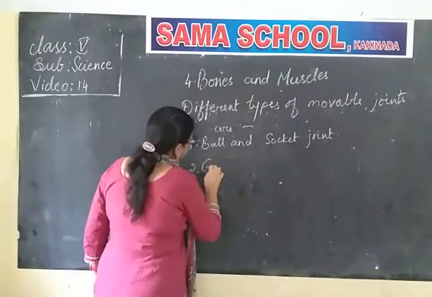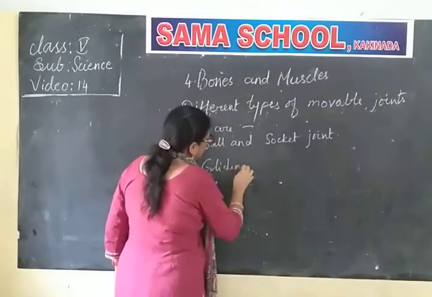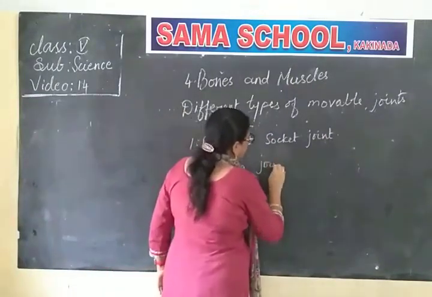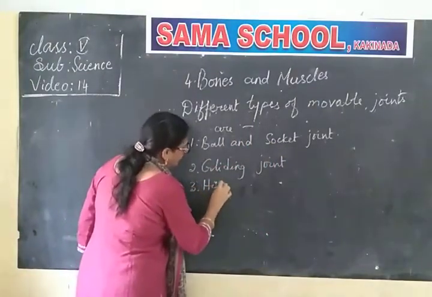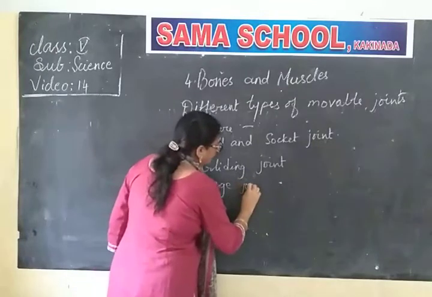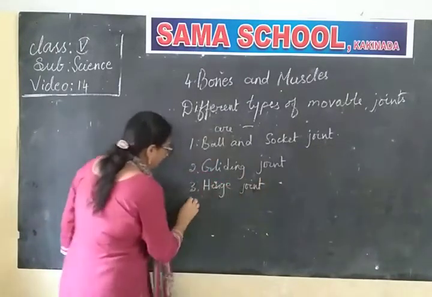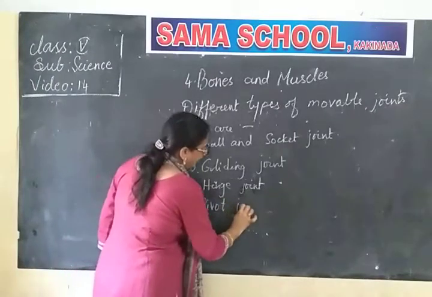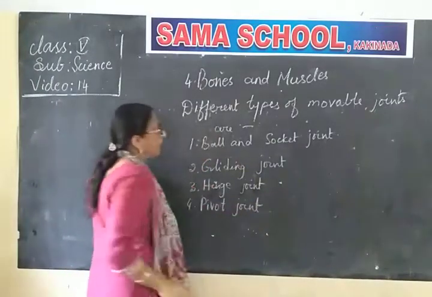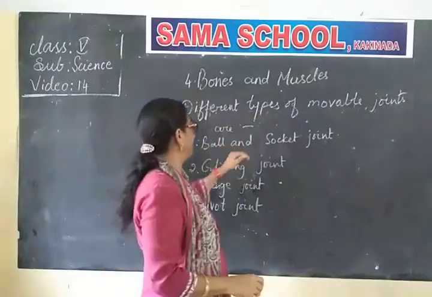Second one is the gliding joint. Third one is the hinge joint. Fourth one is the pivot joint. So the different types of movable joints are ball and socket, gliding, hinge and pivot.